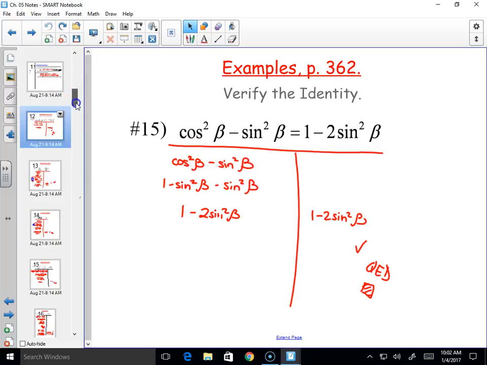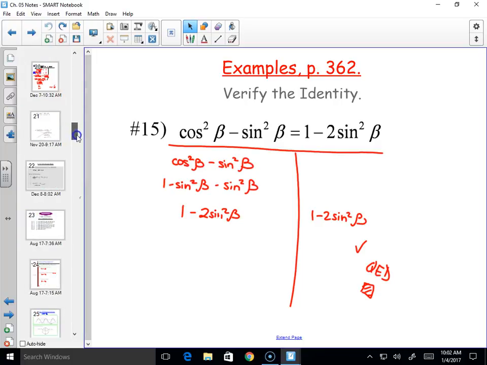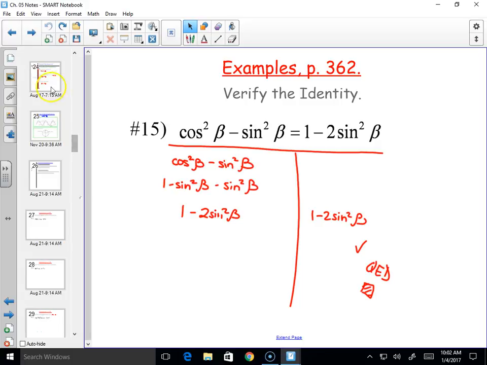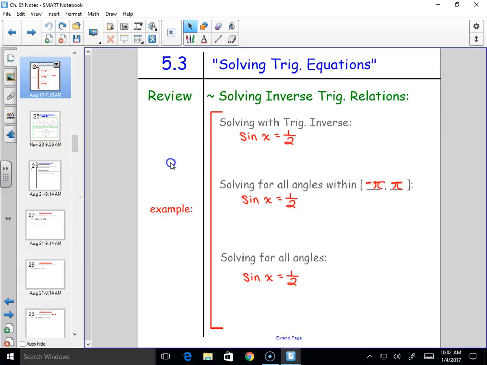So let's go ahead and go check out section 5.3. Guys, 5.1 and 5.2, they're not gone. They're not obsolete, sadly. They're still important. However, we're going to get to practice them as we do 5.3. Sound good?